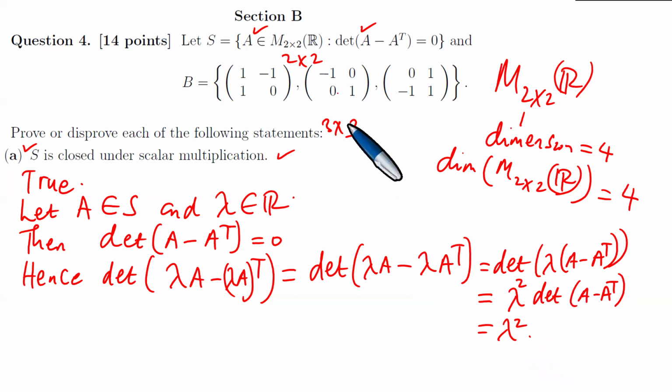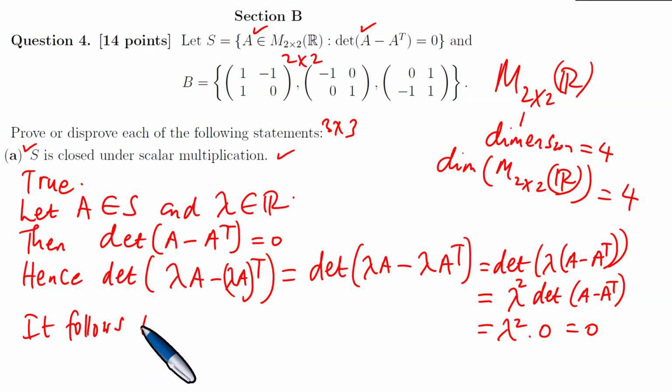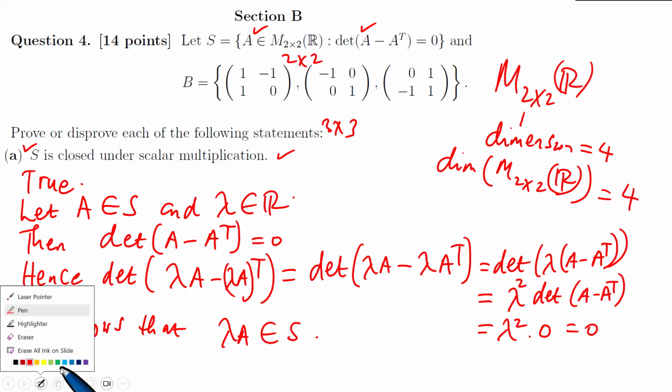And the determinant of A minus A transpose is 0 for these matrices. So now the determinant of A minus A transpose is 0, and therefore this result is 0. What does this mean? It follows that lambda A is an element of S. Very nicely written proof, because we started with, so we can even include a small line here.